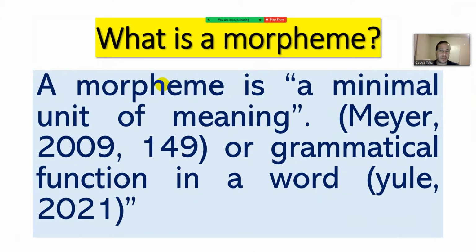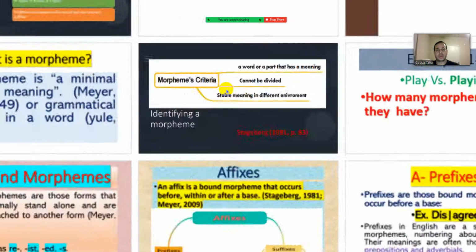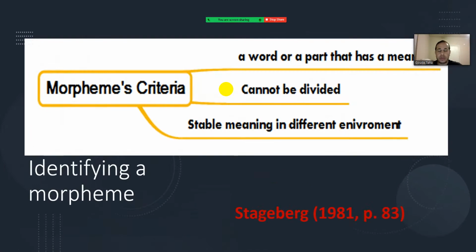We have different definitions of this term, but according to Mir 2009, a morpheme is a minimal unit of meaning. While if we look at Giorgio in 2021, it could be the smallest unit of meaning or the part of a word that has some grammatical function. And we're going to discuss it in a bit. But a very interesting part to help us conceptualize what a morpheme is and how we can identify one is the three conditions provided by Stageberg 1981.